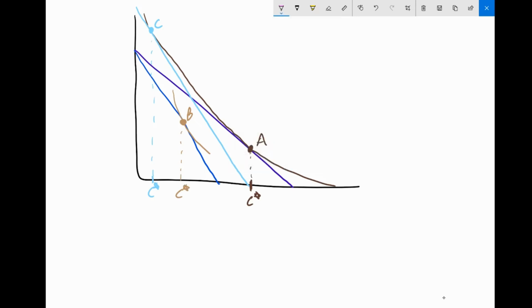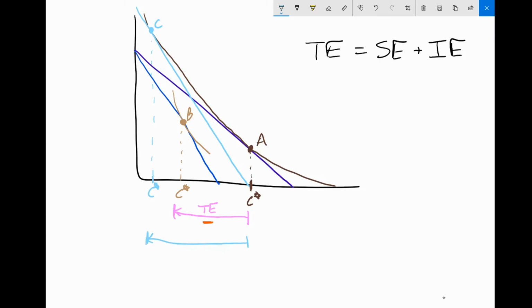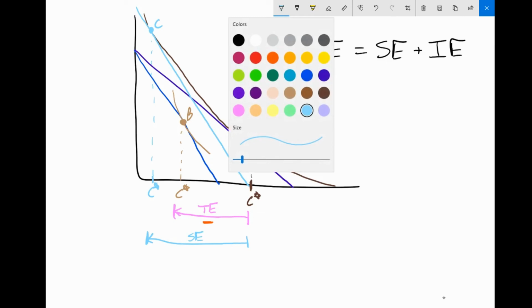All right, so the total effect is from here to here. So here's the total effect, and it is negative. That means as the price goes up, demand goes down. The total effect is composed of the substitution effect plus the income effect. The substitution effect is from the original bundle to the bundle that they would purchase when the price increases, but they are given enough money to compensate them for the increase in price. That's the substitution effect, and that is negative.